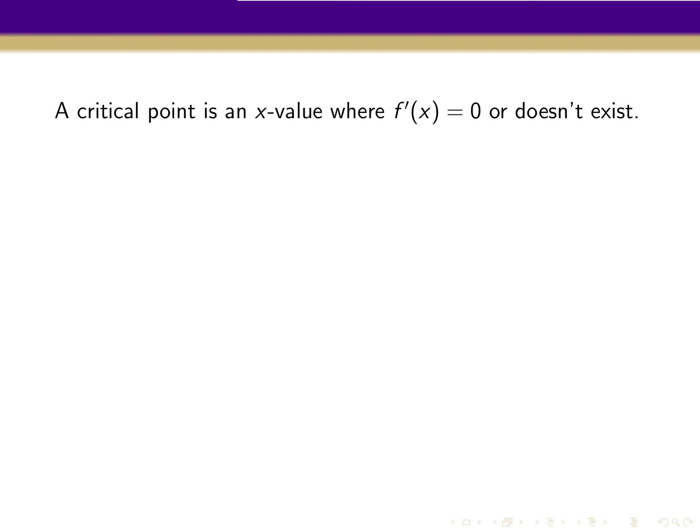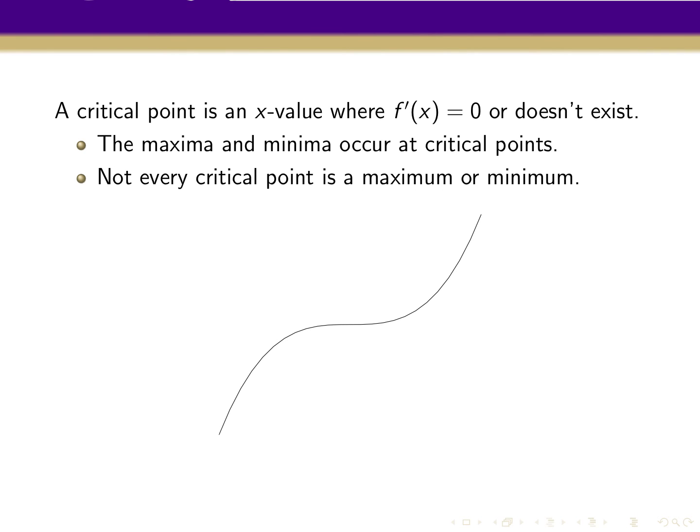Okay, so if we're trying to find relative maxes or mins, we're looking for places where the derivative is equal to 0. And so we're going to call those places critical points. So the critical point of a function is a place where either the value of the derivative equals 0 or doesn't exist. So the maximum and minima, from what we saw before, these have to occur at critical points. But just because something is a critical point doesn't mean that it's a maximum or minimum.